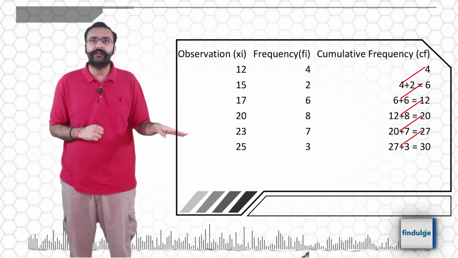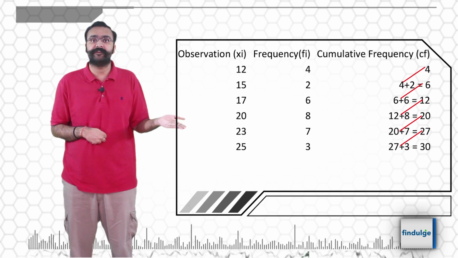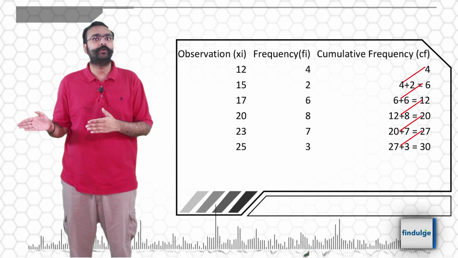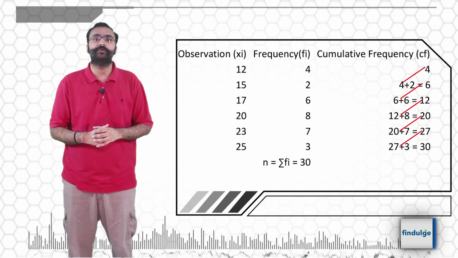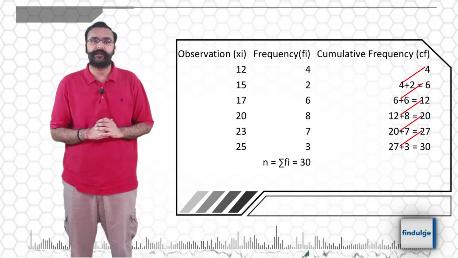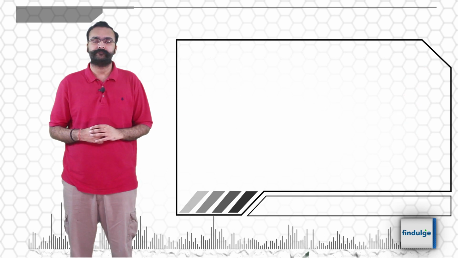Now, your final cumulative frequency, which is the cumulative frequency of the highest observation, will be equal to your total frequency. So that's always an easy way for you to check if you've done it correctly or not. Add up your frequencies and see where it is.